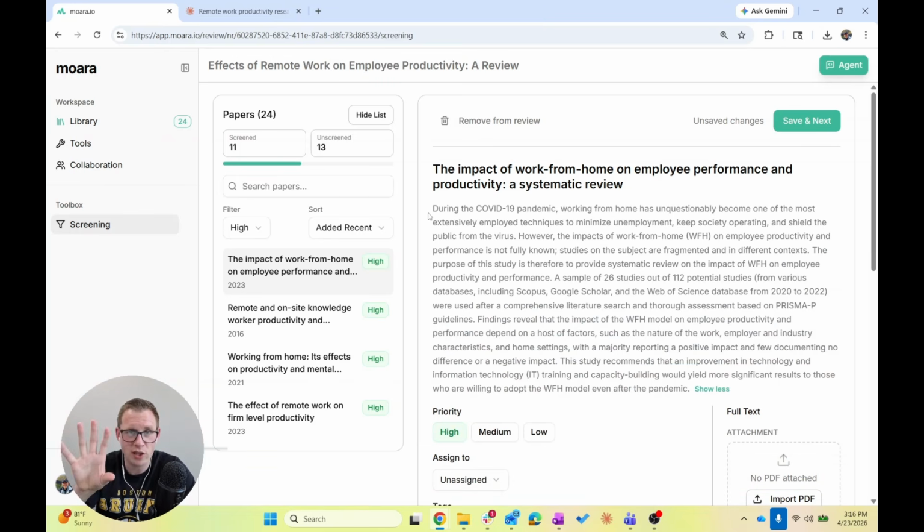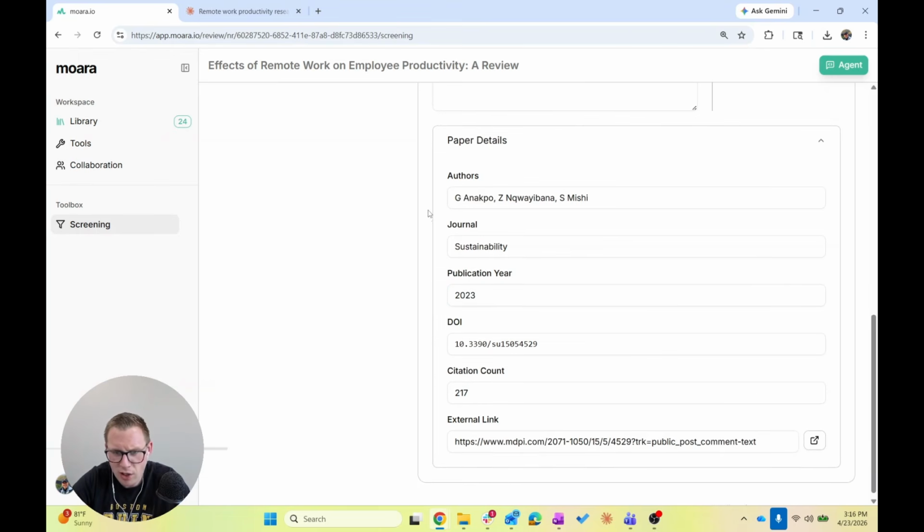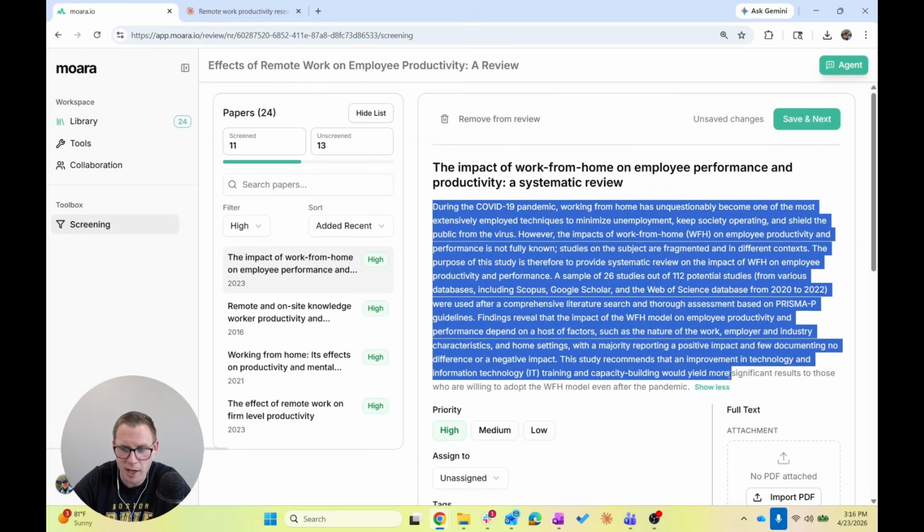This is, I guess, why you can't really sort and prioritize by citation count alone. The impact of work from home on employee productivity, performance, and productivity. Hard to imagine this won't be a good one. Let me take a look at what year: 2023, right in the money.